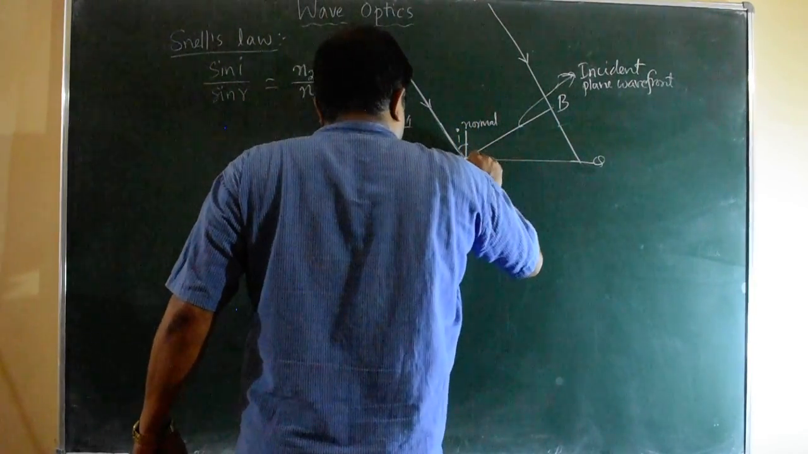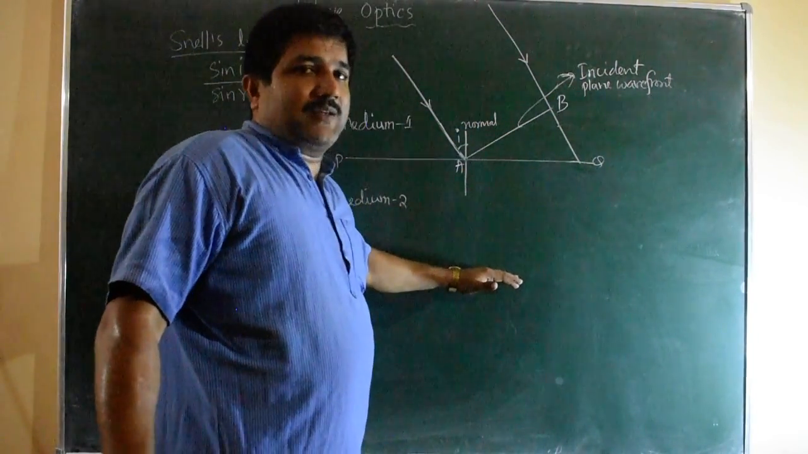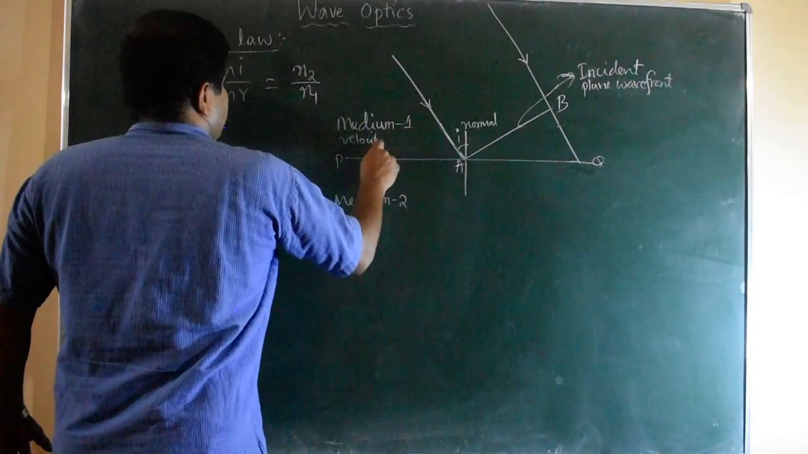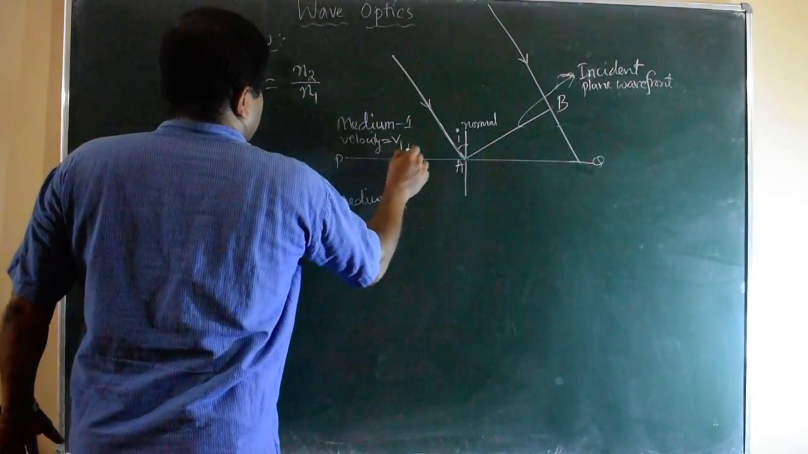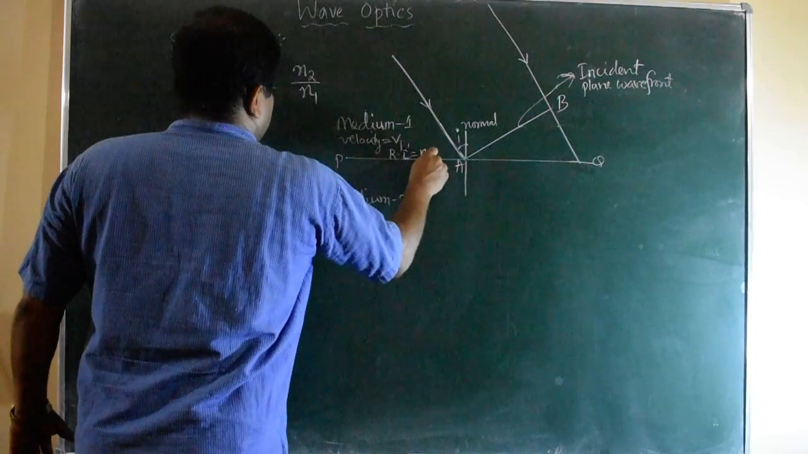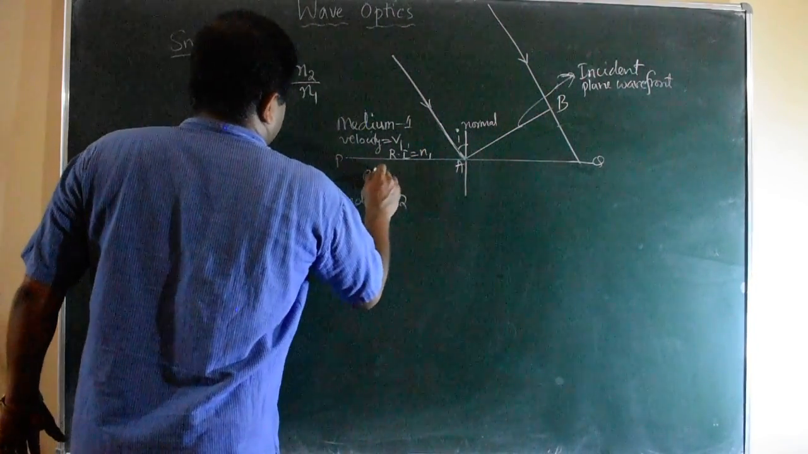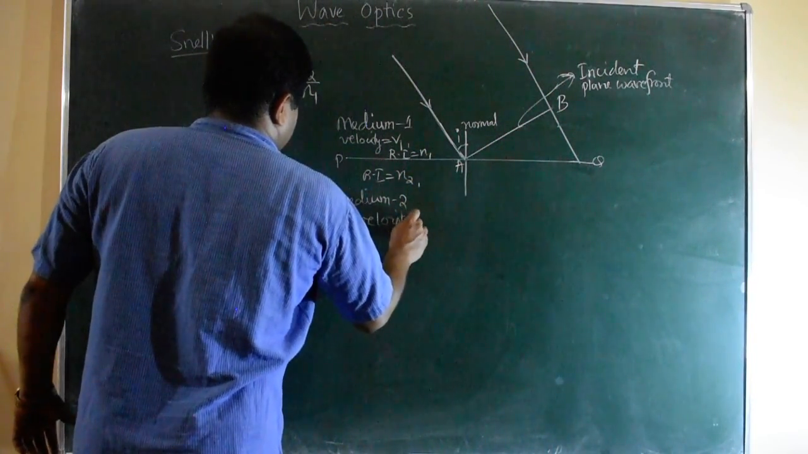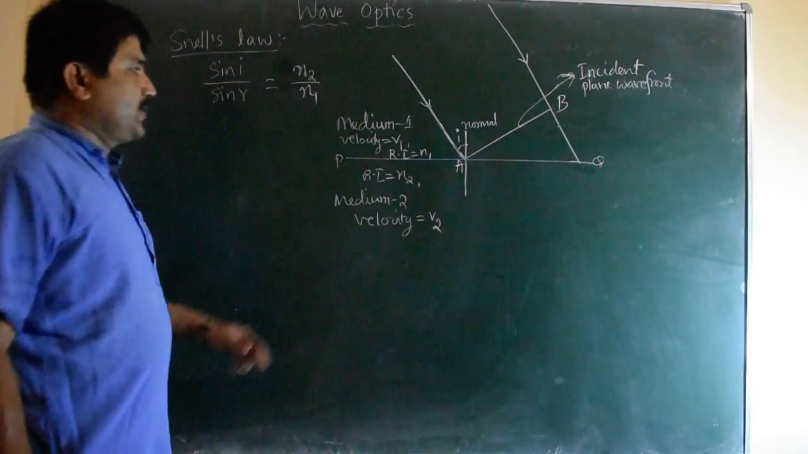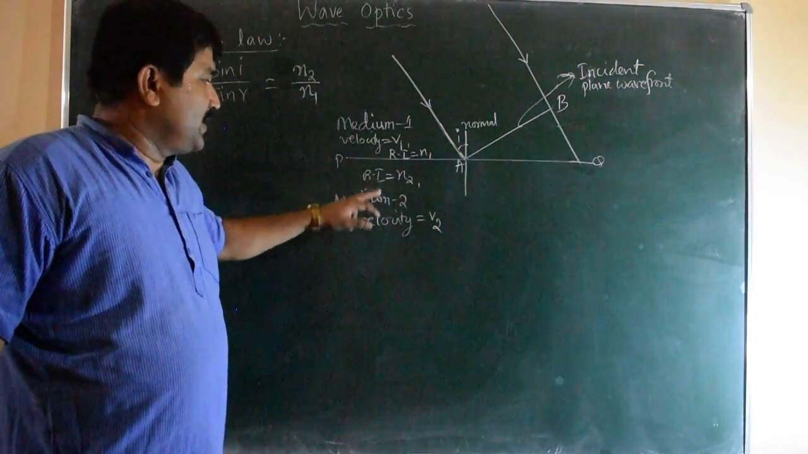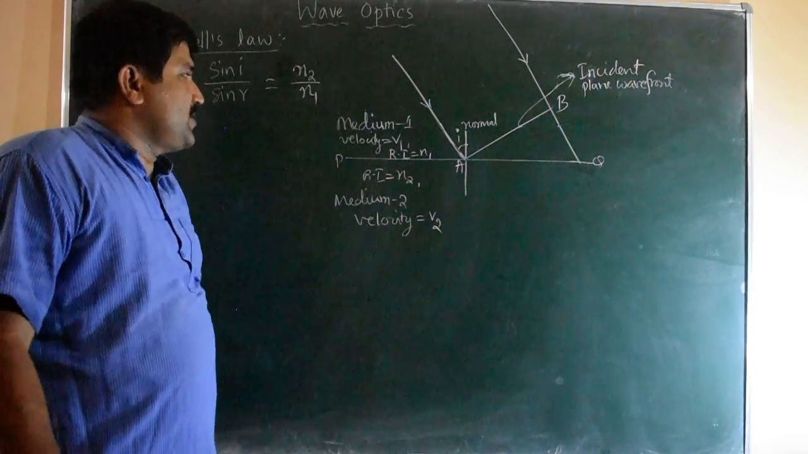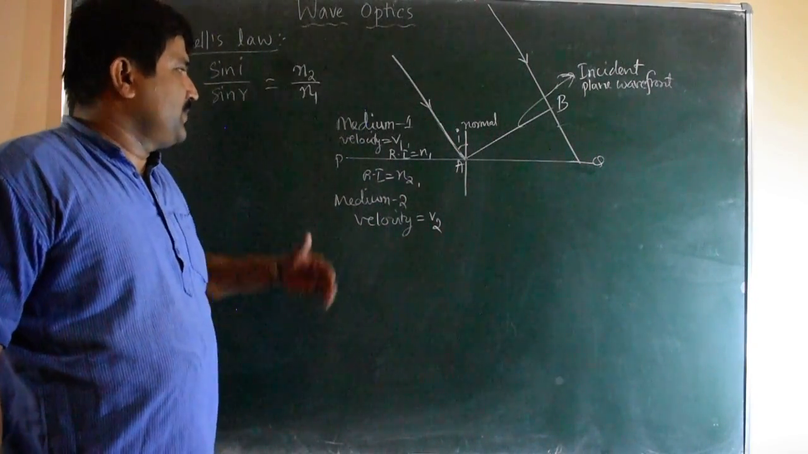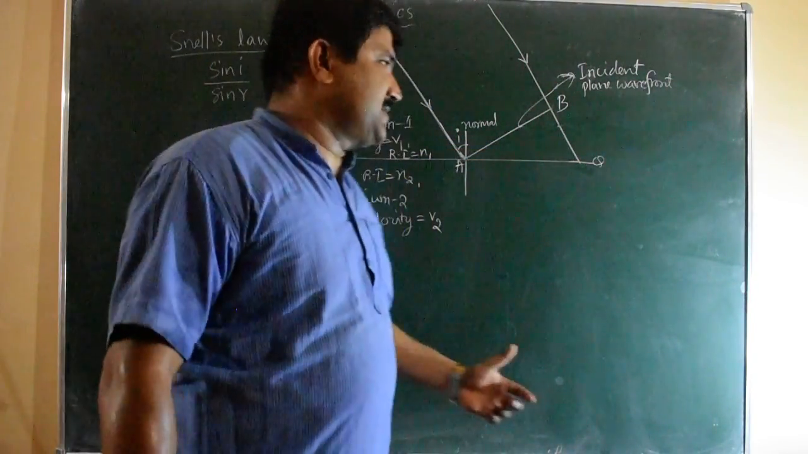Now when light enters the other medium, I assume the velocity of light in the first medium to be V1, and the refractive index in the first medium is N1. Refractive index in the second medium be N2, and speed of light in the second medium be V2. N1 is the refractive index of the first medium, N2 of the second medium, V1 is the velocity of light in the first medium, V2 is the velocity of light in the second medium. So PQ is the interface which separates the two media.